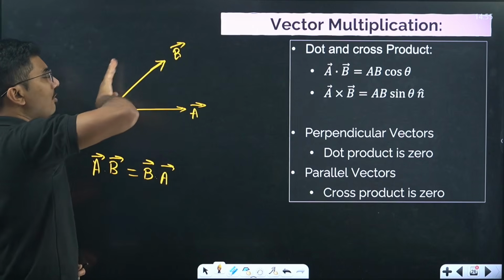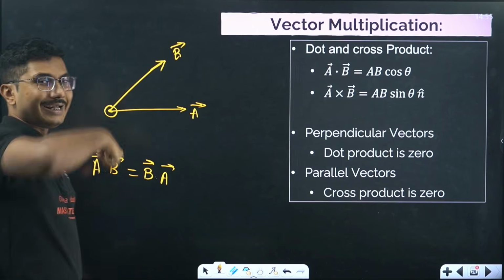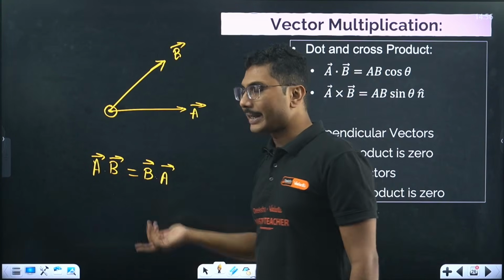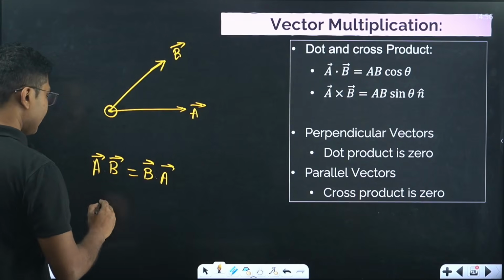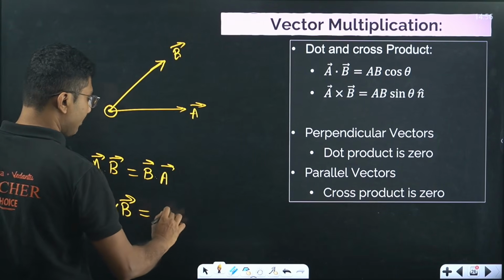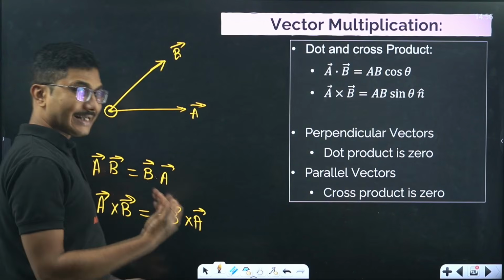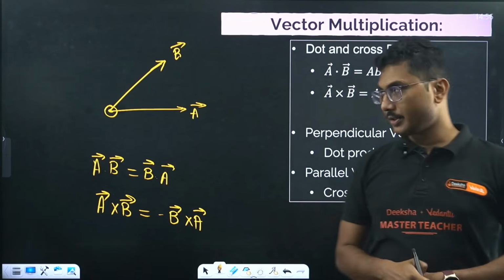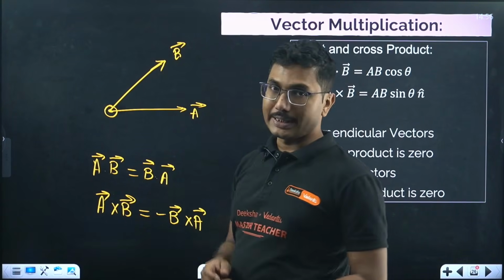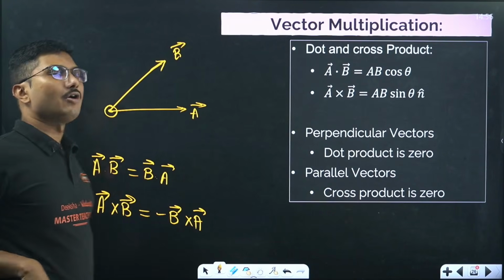Now if you do B cross A, so B is in this direction. If you do B cross A, obviously it will be into the page. So A cross B is not equal to B cross A. In fact, A cross B equals the negative of B cross A. So A cross B is actually minus B cross A. The vectors are the same in magnitude but opposite in direction. Remember that A cross B equals minus B cross A. They are opposite in direction. So A cross B and B cross A are exactly opposite in direction.